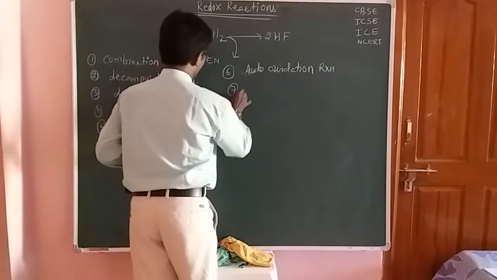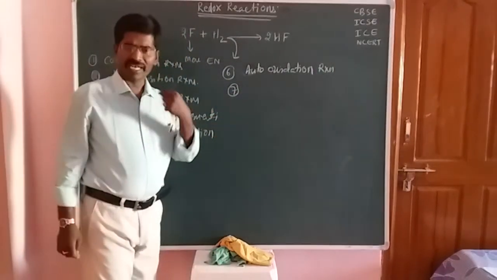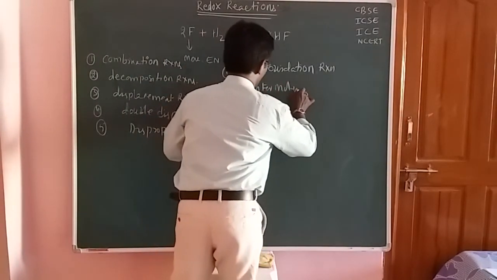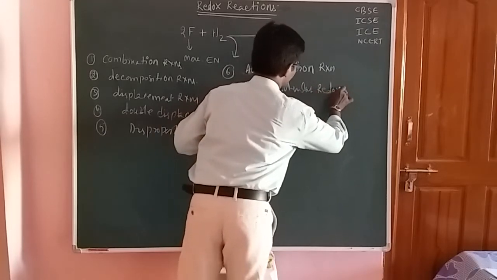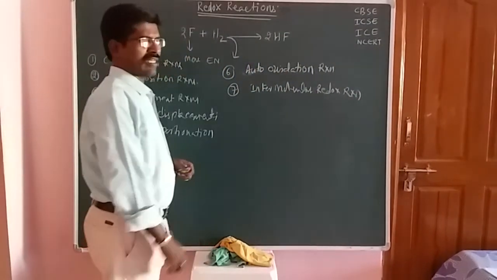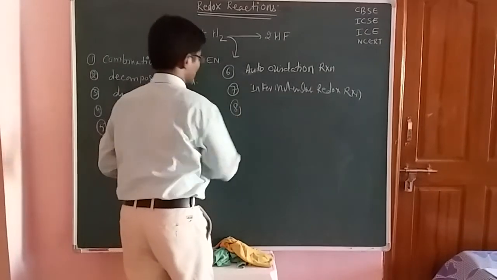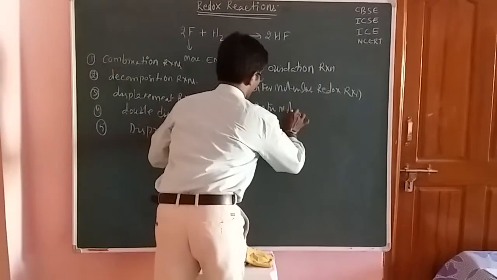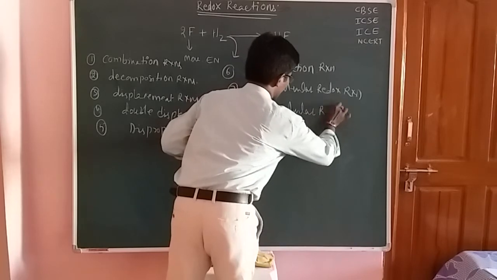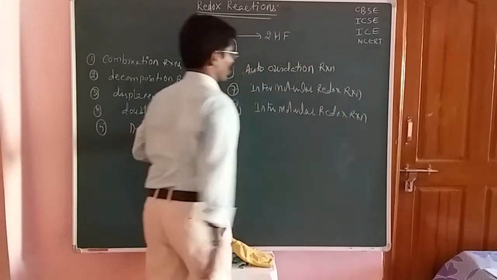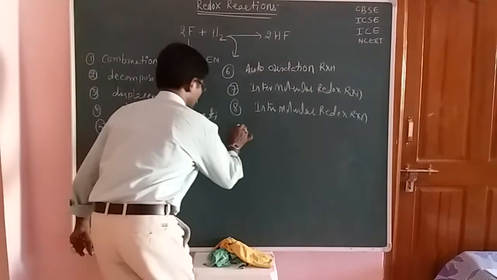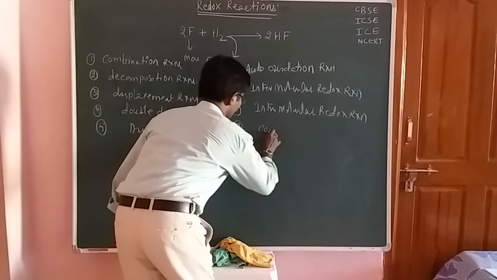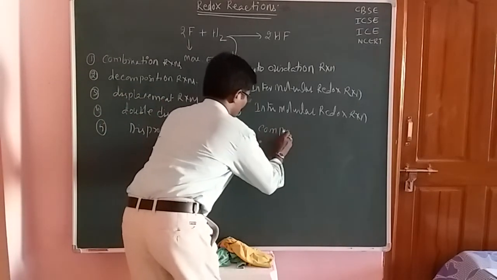And the seventh one is the intermolecular redox reaction. And the next one is the intramolecular redox reaction. And the last one is the comproportionation reaction. These are the types.